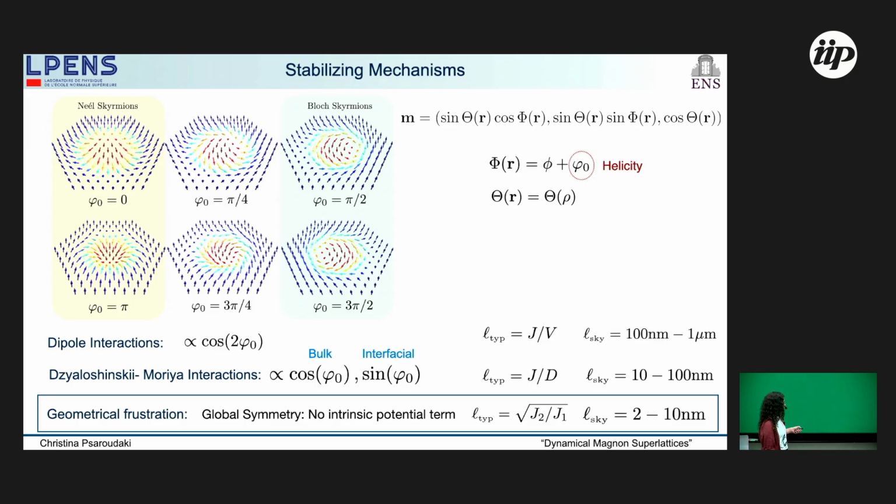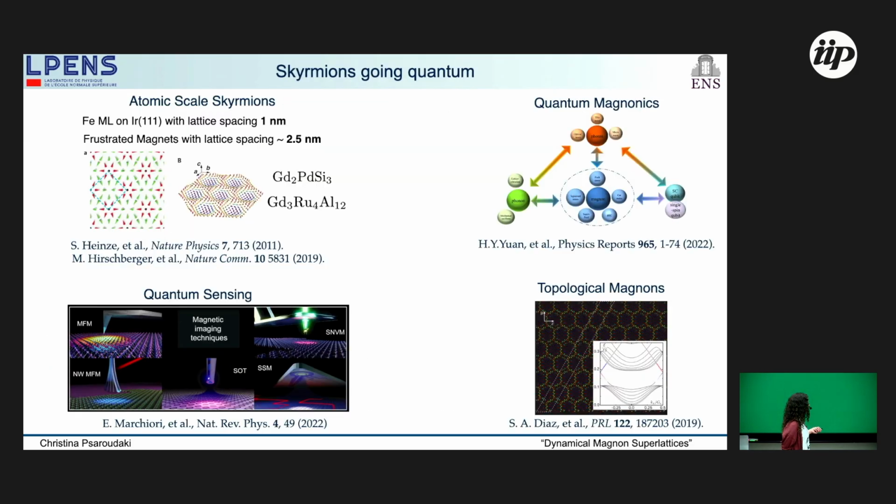Now in this emergent material category based on frustration, we have a global symmetry of rotation. So there is no intrinsic potential for the helicity. All of those realizations that you see here carry the same energy. And also the resulting skyrmions range between 2 to 10 nanometers, so they're very, very small quasi-particles. So those are the two key properties that we should point out here. First is that we have small skyrmions, and the second is that we have a degree of freedom, which is the helicity. So there is no potential term that the helicity feels.